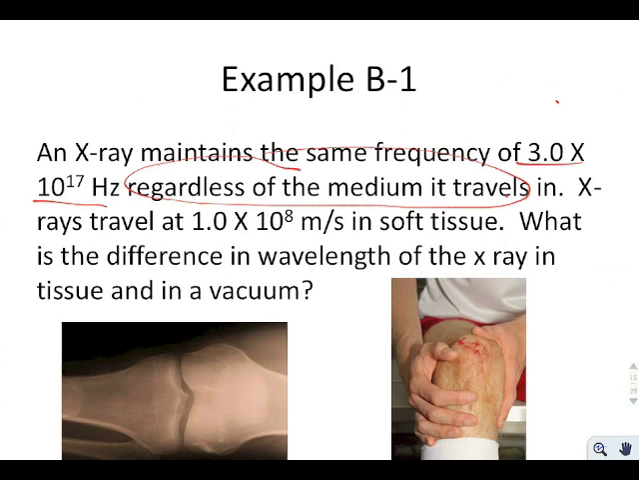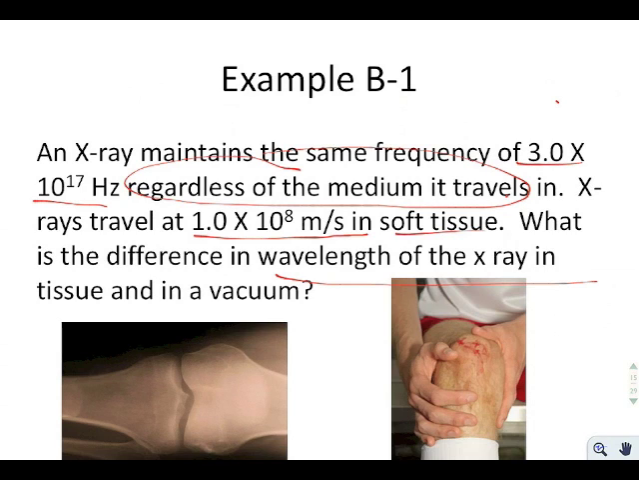Okay, X-rays travel at 1 times 10 to the 8th meters per second in soft tissue. What is the difference in wavelength for the X-ray in tissue and in a vacuum? So this is a two-step question. This is one of the harder questions that you'll see, an example of a higher level question on a test, not just one of the easier ones.